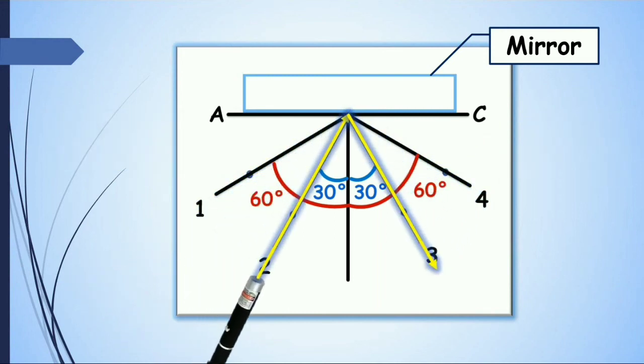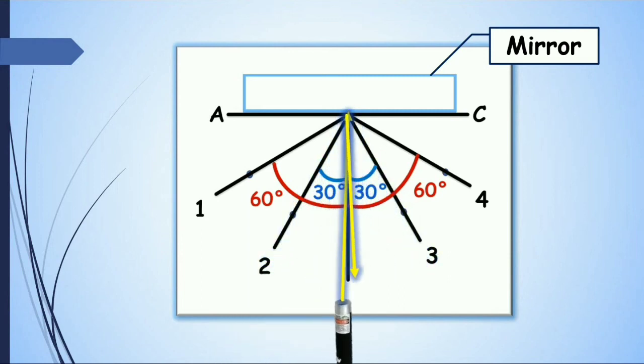Now change the direction of the light ray from line 1 to line 2. Then the reflected ray will pass through line 3. If you observe the angle of incidence and the angle of reflection, they are again equal, both 30 degrees. Now pass the laser along the normal, then the reflected ray will get back in exactly the same direction. Now the angle of incidence is 0 as well as the angle of reflection is also 0.